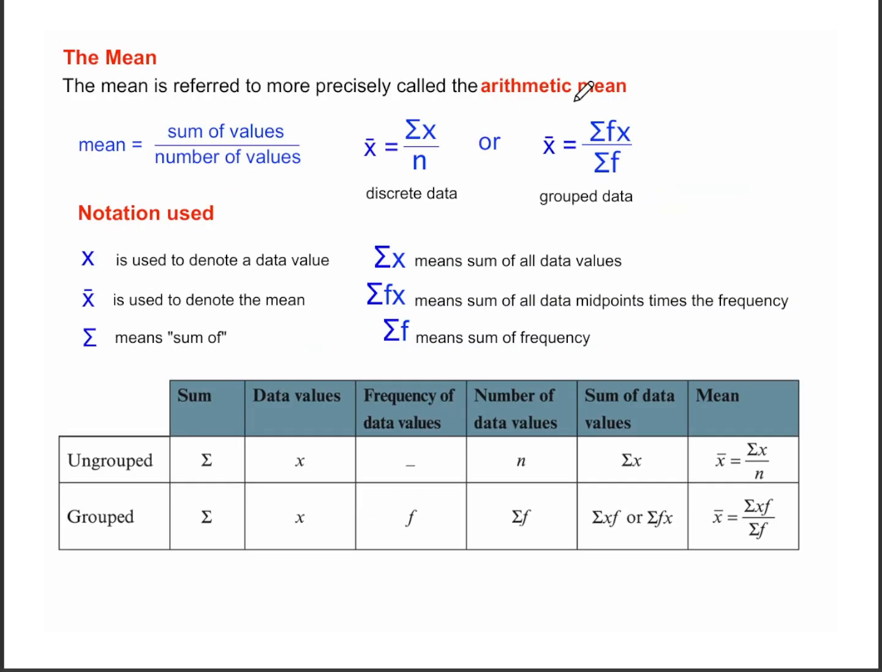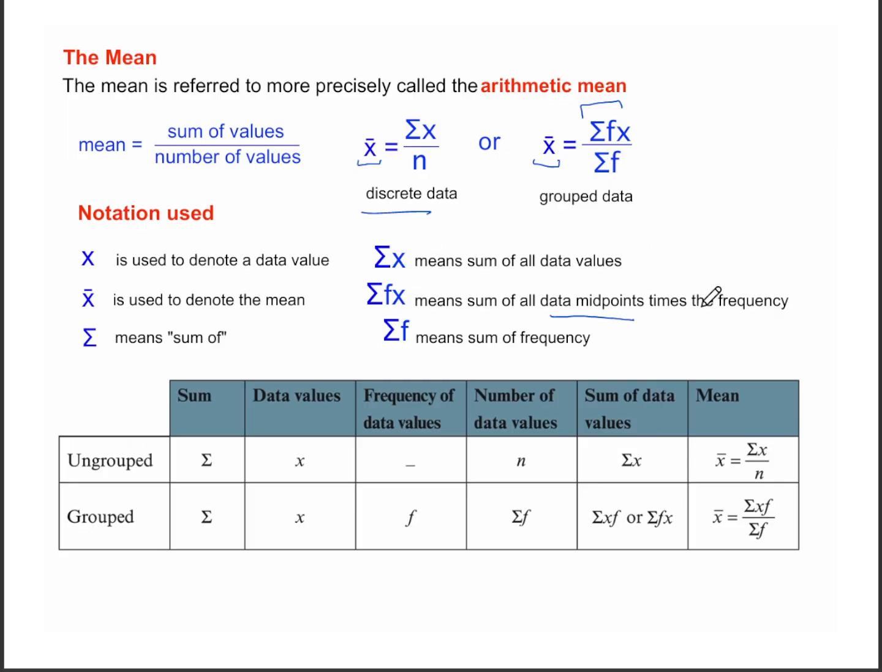The mean is also known as the arithmetic mean, where it's the sum of the values divided by the total number of values that are there. You need to get used to the notation right here, where the mean of discrete data is equal to the sum of all the individual data points divided by the number of data points. Or when you're looking at group data, then the mean of that group data is going to be the sum of all the data midpoints times the frequency divided by the total number of frequency.